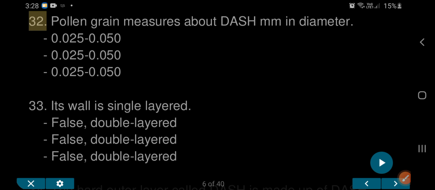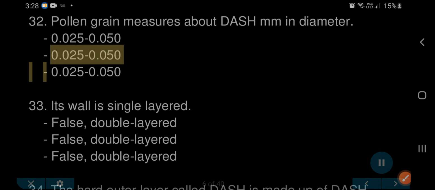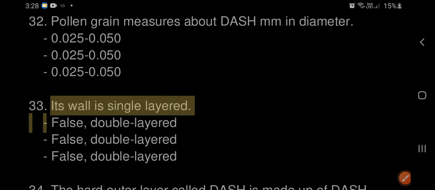32. Pollen grain measures about dash mm in diameter. 0.025-0.050. 33. Its wall is single-layered. False, double-layered.